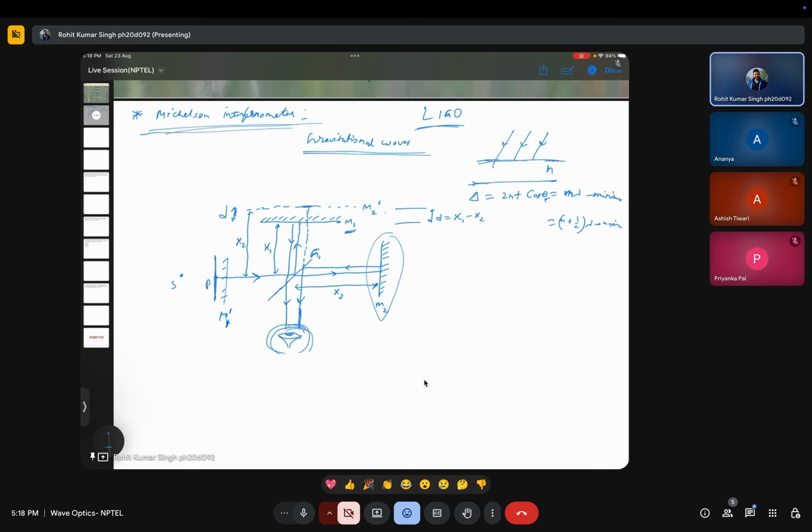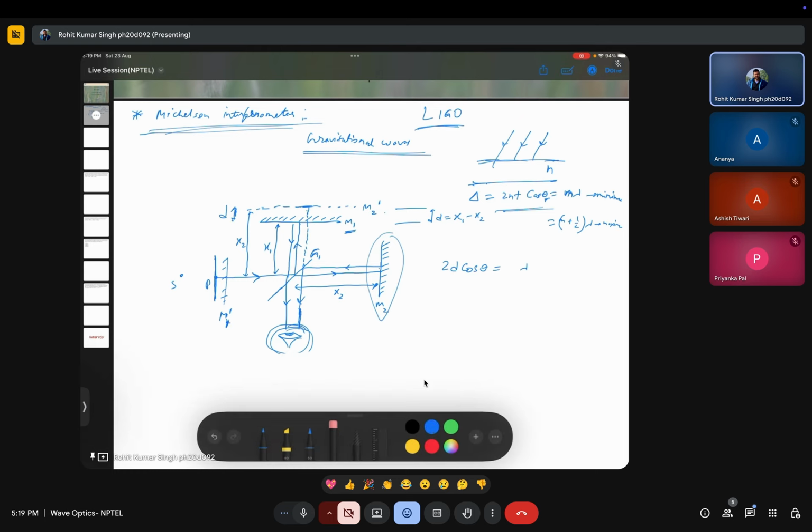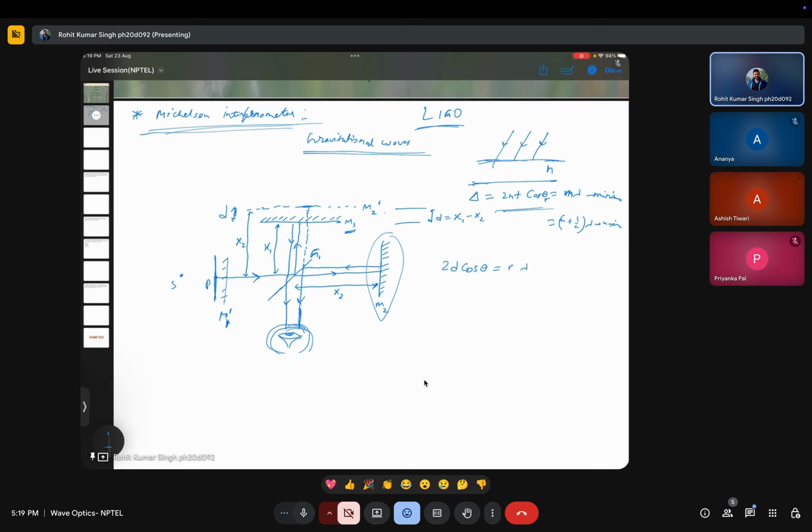Now, the condition of thin film will apply here. Since there is no medium, we'll keep n equal to 1. So from this formula, it will be just 2d cos theta equal to m lambda. Now, what is theta here? Can you guess? Angle of reflection, inclination. Yes, that is true.